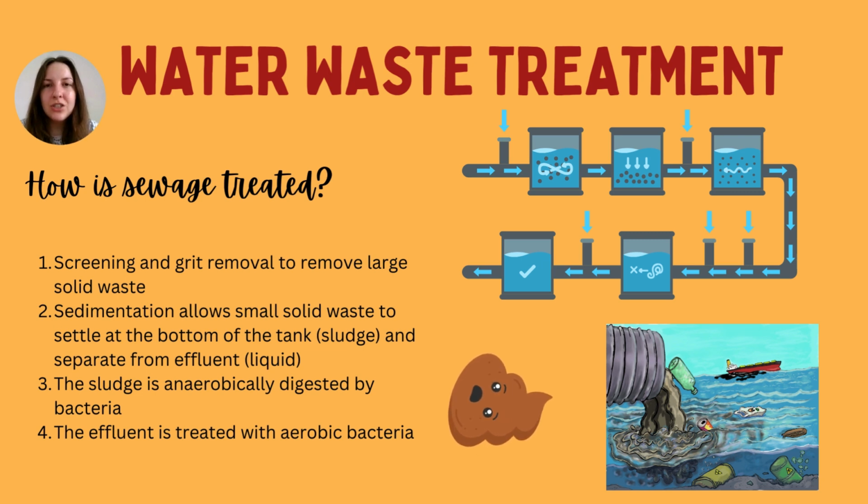And then the final stage is to use bacteria to digest these two different parts. The bottom stage, the sewage sludge, is digested anaerobically by bacteria without oxygen. And the effluent is digested aerobically with oxygen. And this will treat our sewage to make it less harmful to the environment.